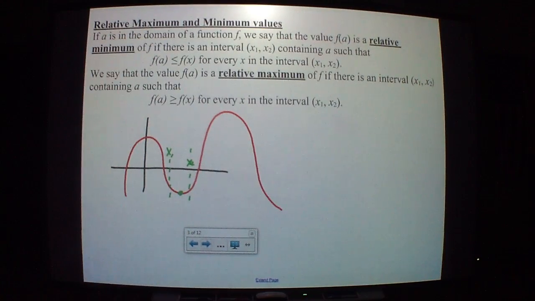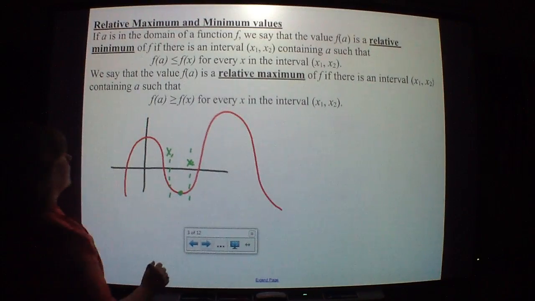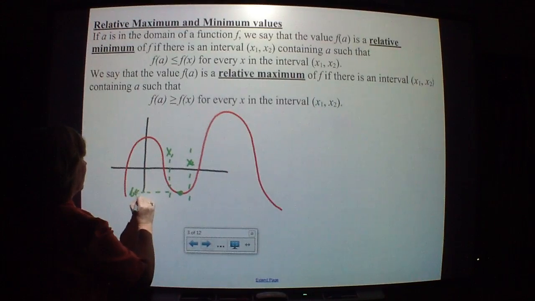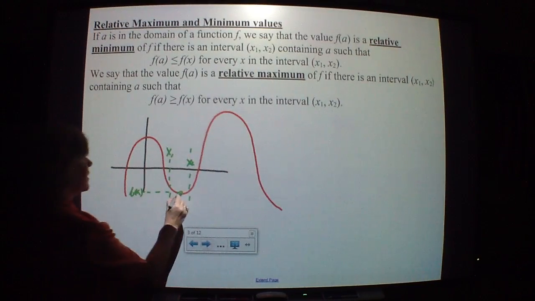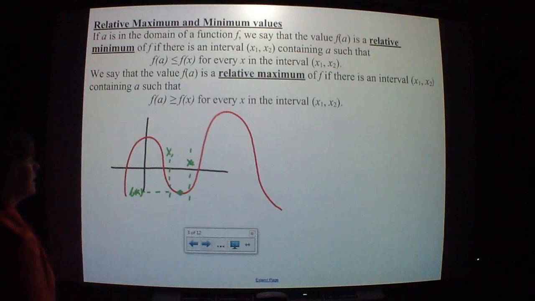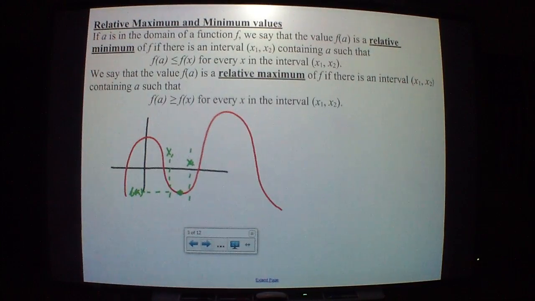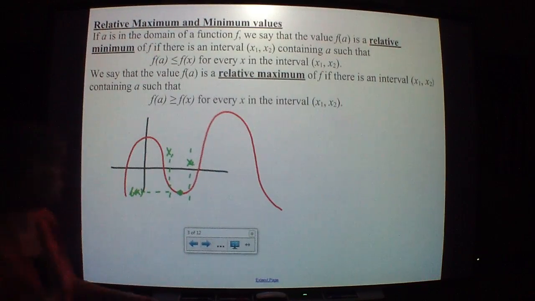This right here, local minimum, that's my f of A that they're talking about. So this point, that lowest point, is smaller than all these f of x's. The smallest point. So that's a local minimum, or relative minimum.